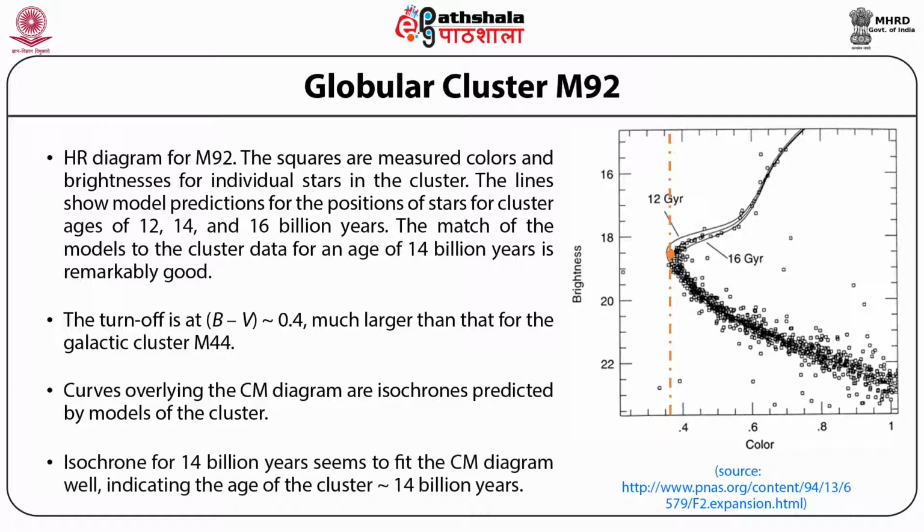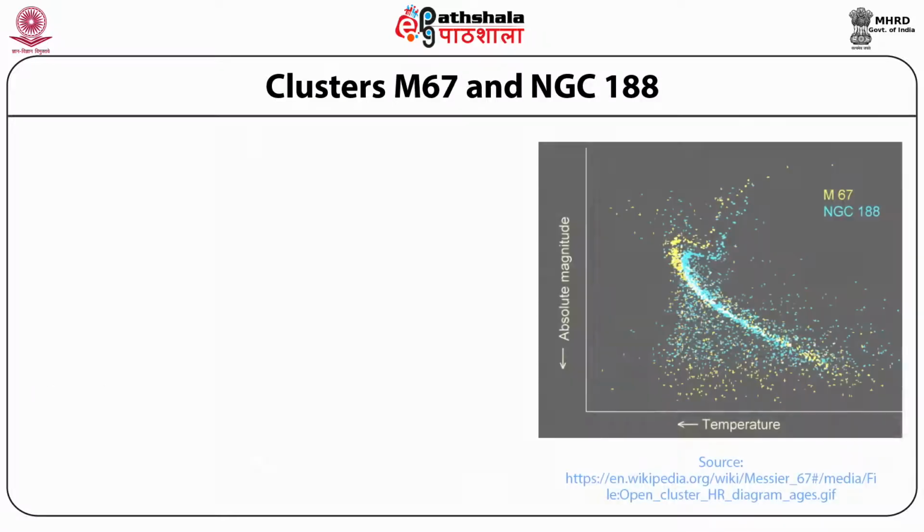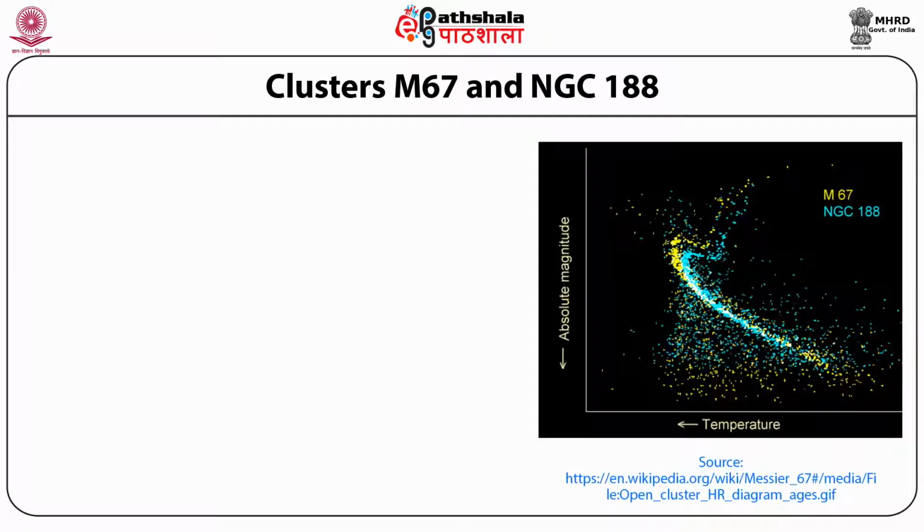Isochrones for 14 billion years seem to fit the CM diagram well, indicating the age of the cluster is around 14 billion years. Now this shows the clusters M67 and NGC 188. These are two of the best studied open clusters.